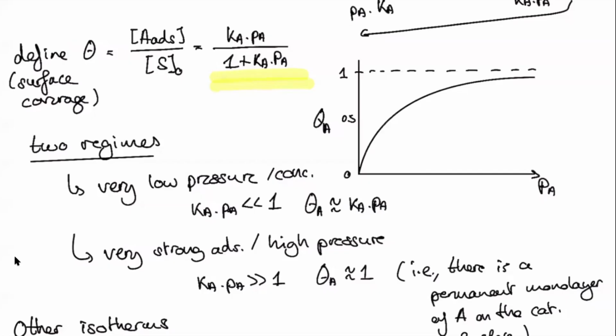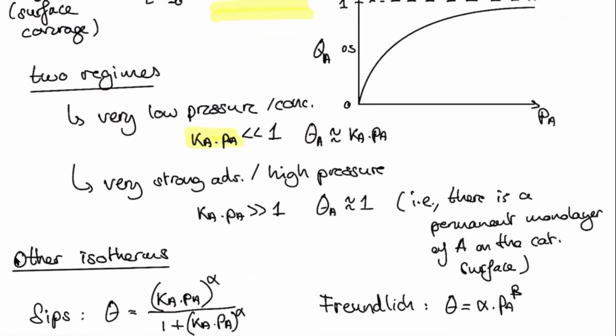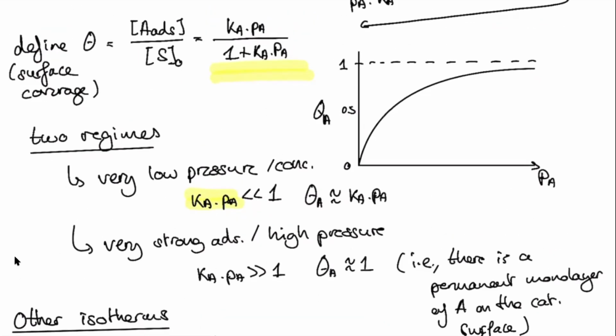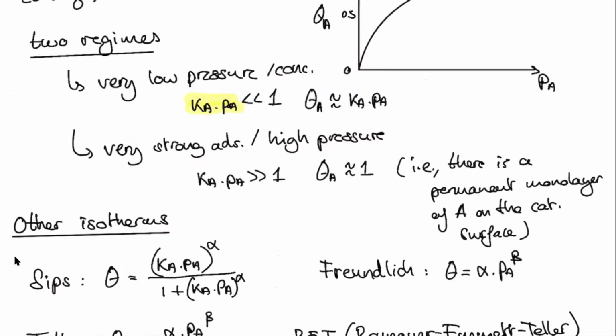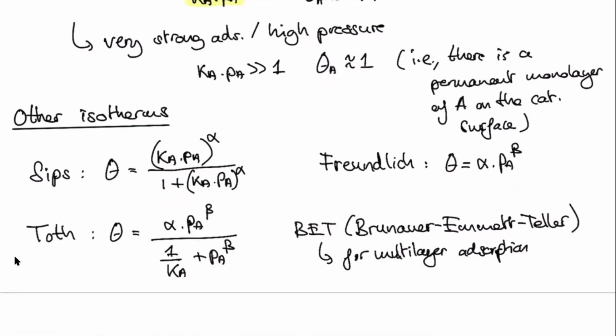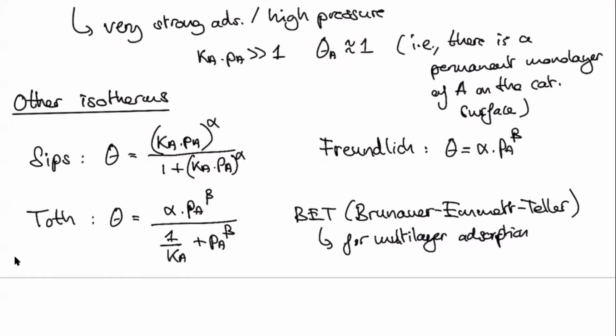Right, so now this makes more sense, right? So if you look here, Ka times Pa, when it's very small, that means that this term basically becomes 1, and you only are left with the top term, right? And when it's very large, then you saturate and you go to 1. Okay, I don't know how I messed that up. Anyway, so the Sips is still correct, right? Toth, Freundlich. So those are the different isotherms.